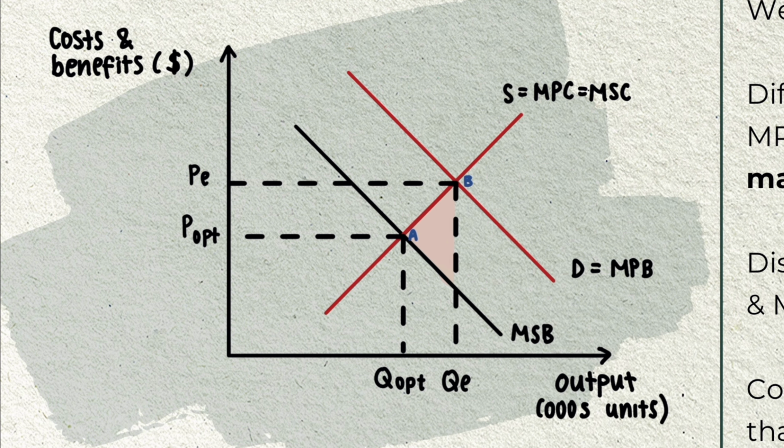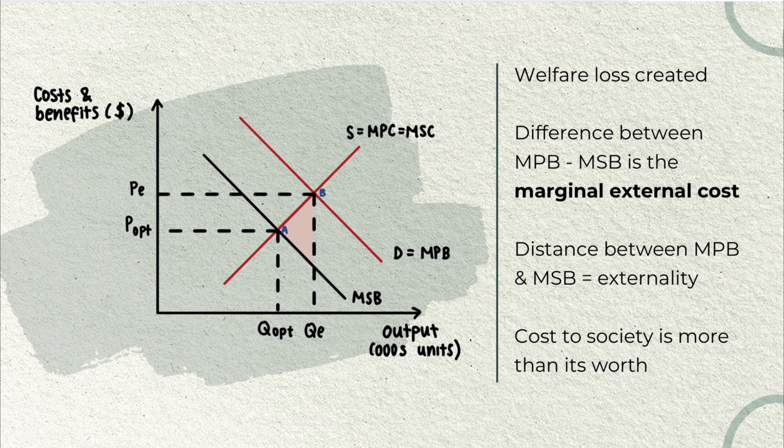As our equilibrium is at point B here, society values this consumption down here. As you can see, for every unit produced after the optimum quantity, the welfare loss gets incrementally bigger. In order to eliminate the welfare loss, a tax can be applied.